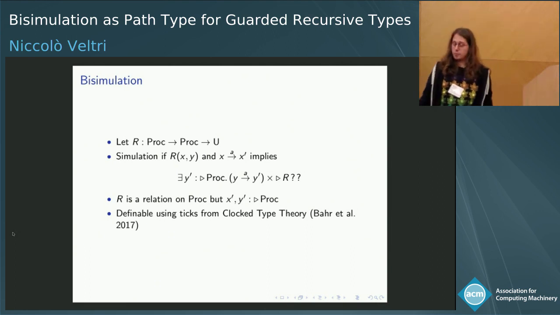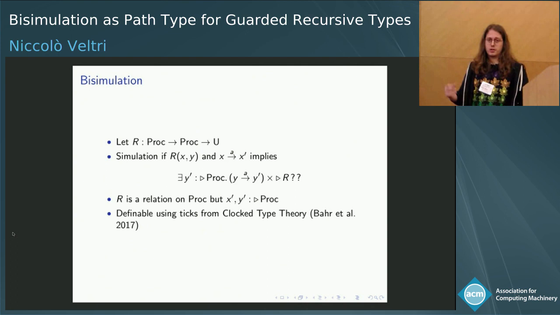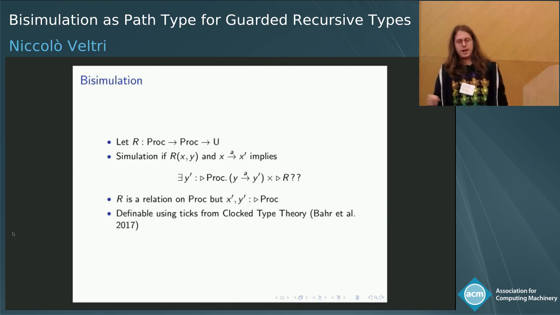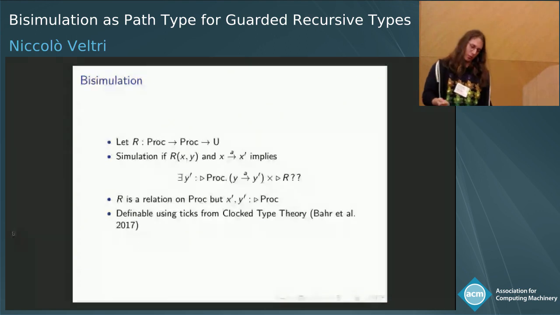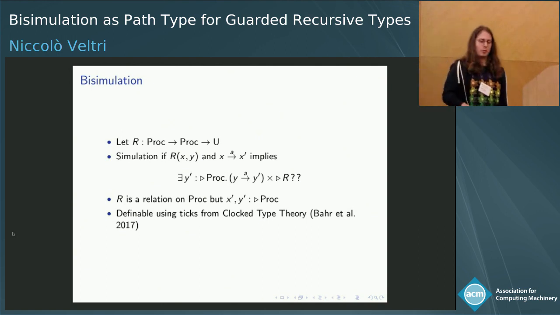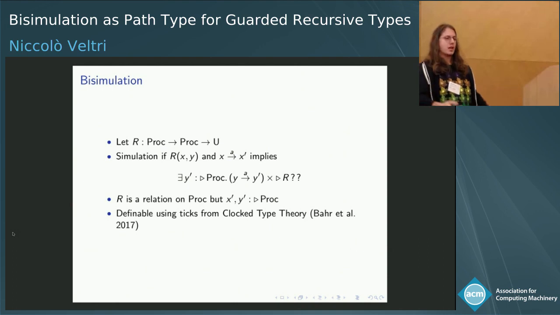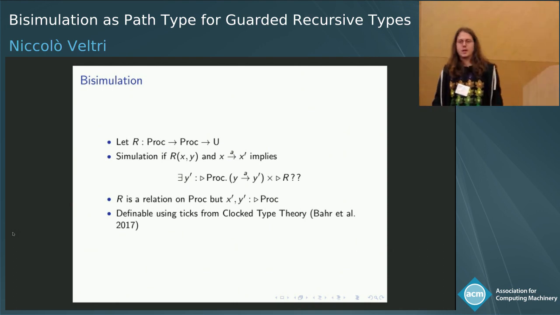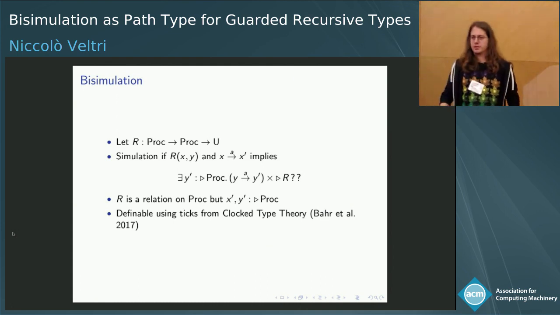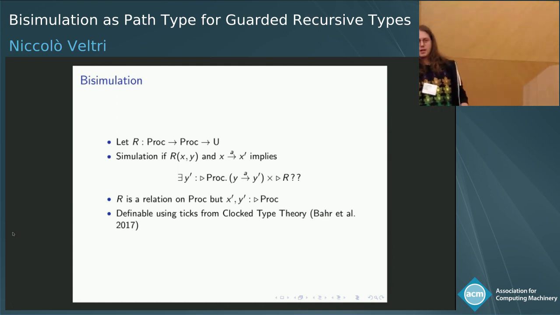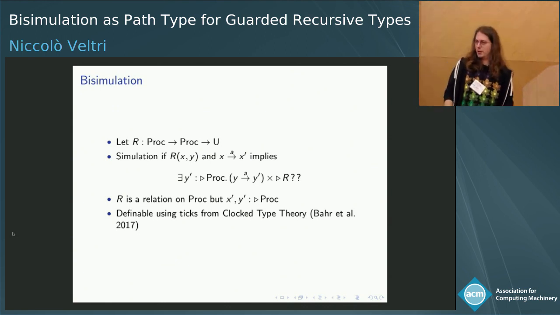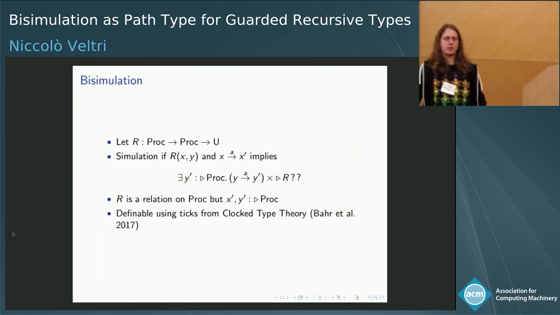So start with a relation on processes, and you say that this is a simulation if whenever two processes are related, and the first process makes an A transition to x prime, then the second process also makes a transition to y prime, and then you would like to say something like that the new states are related. But in here, we hit a wall, because we don't know very well how to express this. You have a relation that relates processes right now, but x prime and y prime are states that live only one time step ahead from now.